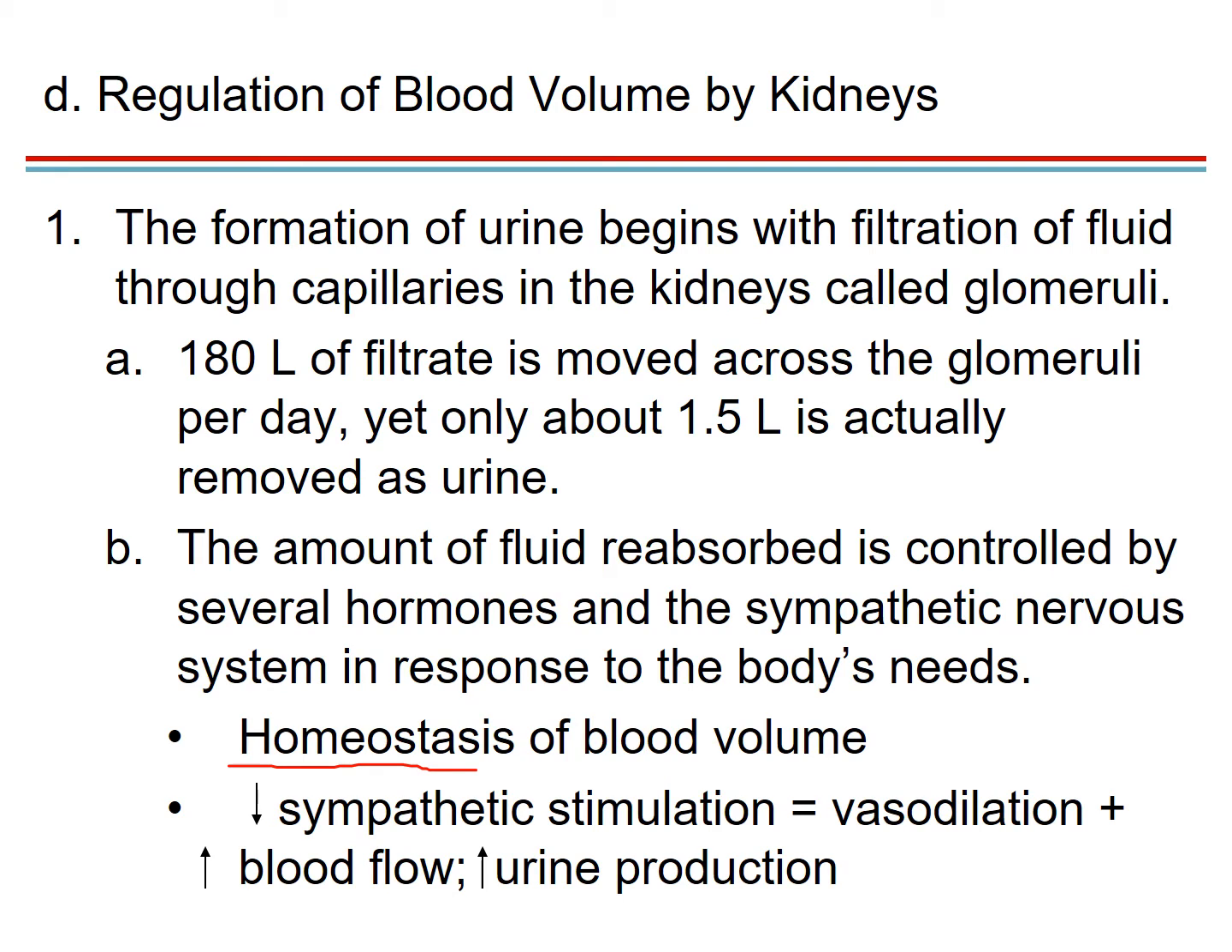For example, when we have a decrease in sympathetic stimulation, this causes vasodilation, so it increases blood flow and then increases urine production. We have different stretch receptors in the atria that respond to changes in blood volume, and that regulates the sympathetic activity. And this is all controlled because of homeostasis in a predominantly negative feedback loop.